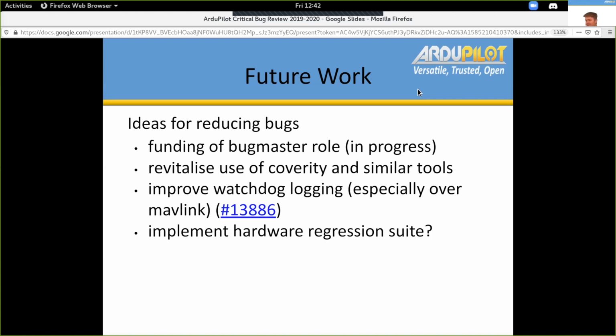Are people aware that Clang static analysis just works with ArduPilot? You can run that locally easily. That's a static analysis, or is that a? No, it's static in Clang. Right. Okay. I've used it and actually fixed some stuff from it before.